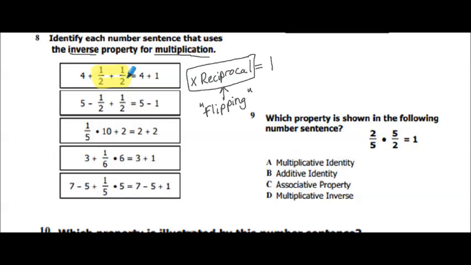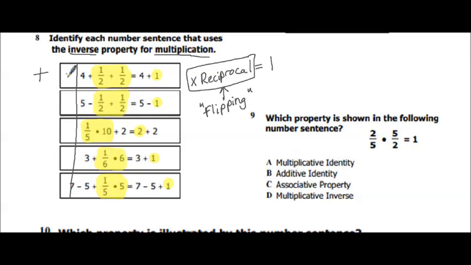So here we see that 1/2 plus 1/2 is replaced by 1 on the other side of the equation. So here we're using addition. We see that 1/2 plus 1/2 is replaced by 1 again. In this example, we see that 1/5 times 10 is replaced with an answer of 2. We see that 1/6 times 6 is replaced with an answer of 1. And 1/5 times 5 is replaced with an answer of 1. So that's what's happening in each situation.